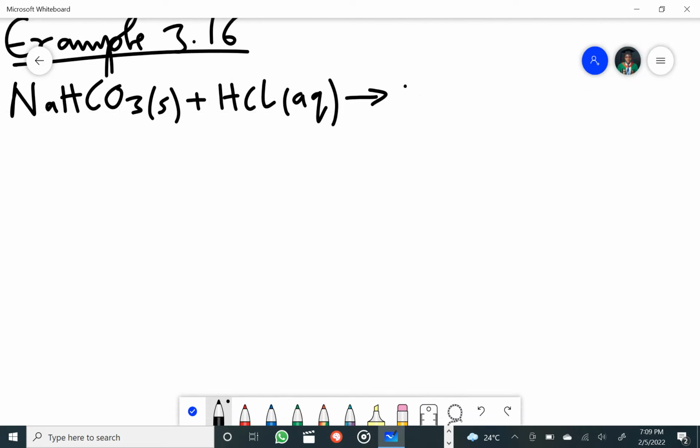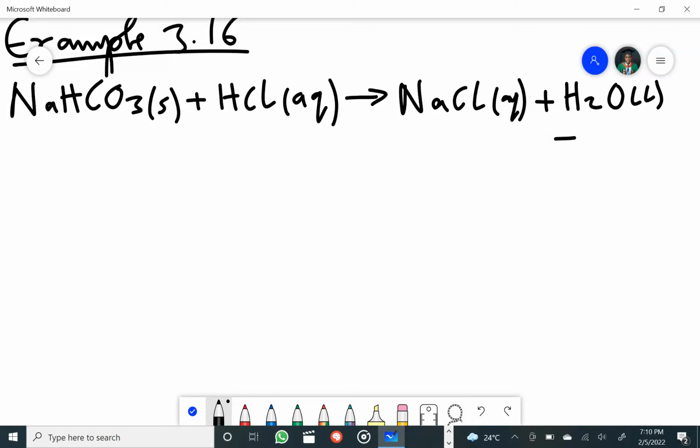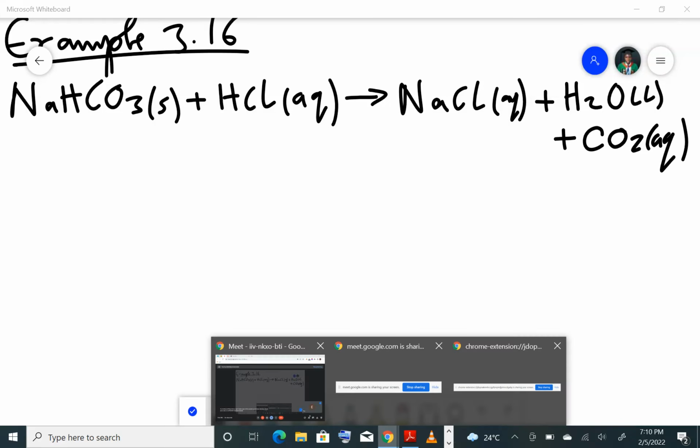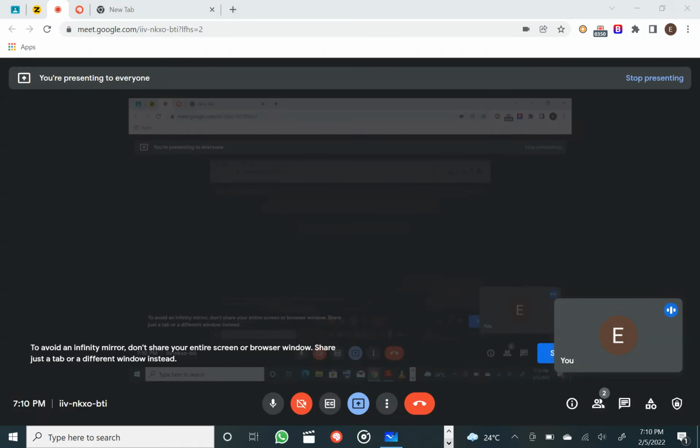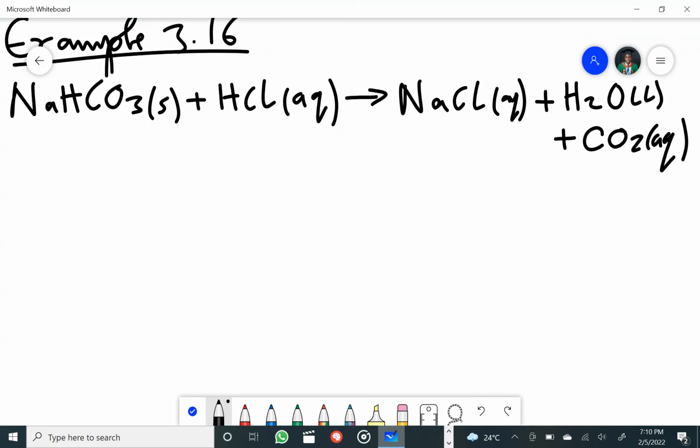Okay, so then here you've got sodium chloride, aqueous, then you've got water, which is liquid. So just because of lack of space, I'm just going to write the carbon dioxide down. So carbon dioxide is dissolved in the water. Okay. So we've got that.